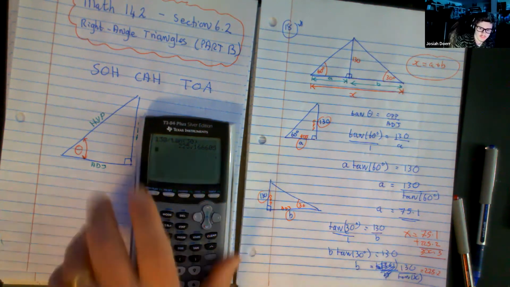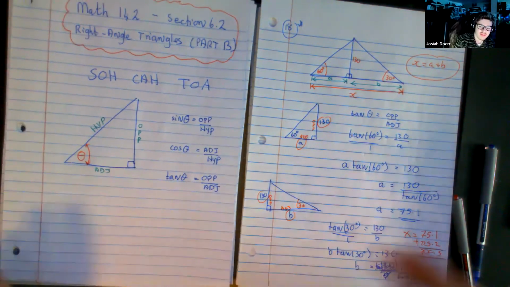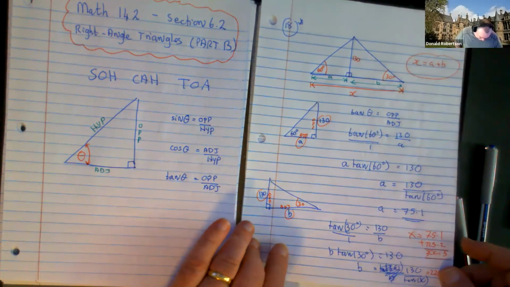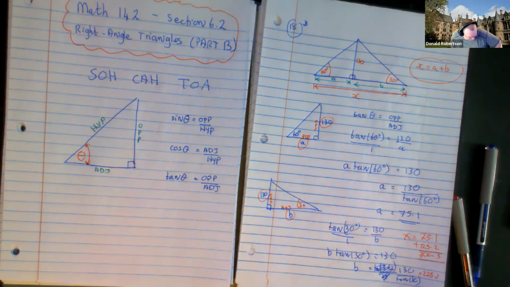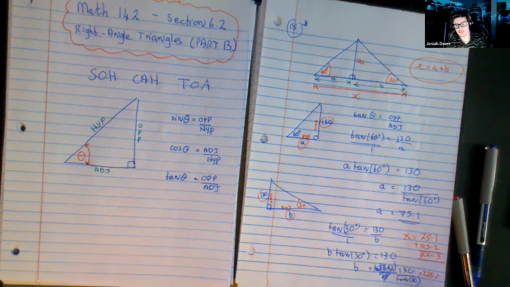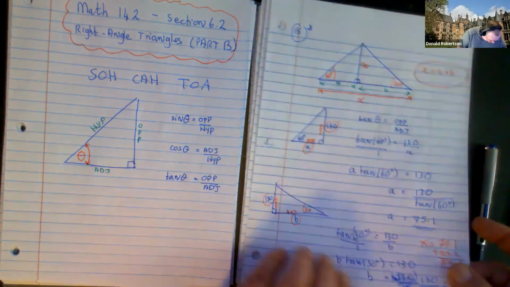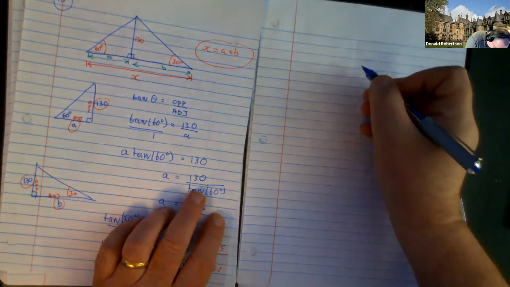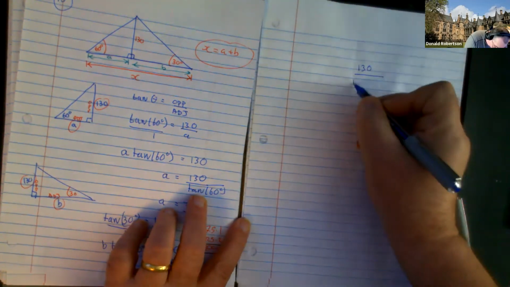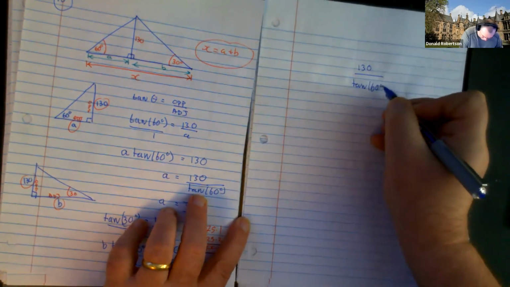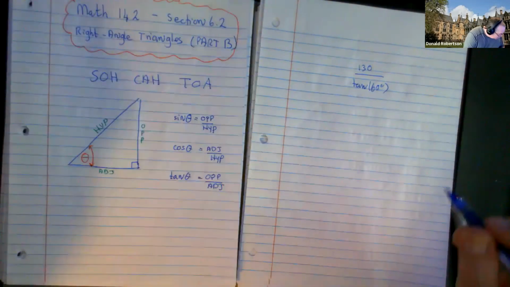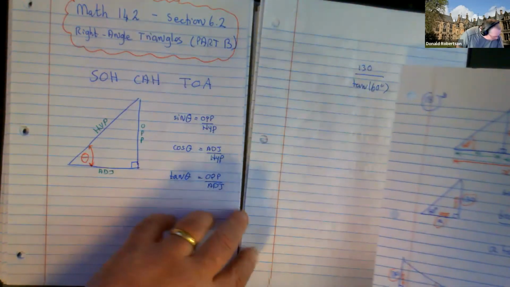Yes, one question. If we're trying to find the exact value, what would we enter in the website? If they wanted the exact value, let's take one of the calculations and show you. Do you see this one here that was 130 over the tangent of 60 degrees? If you wanted to know the exact value of that, you would go to your unit circle and find the exact value of the tangent of 60.